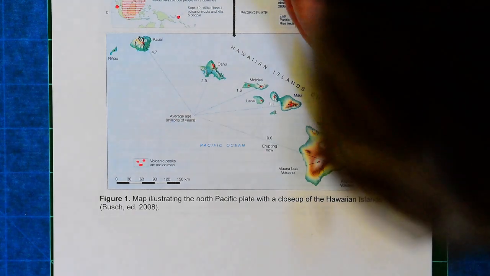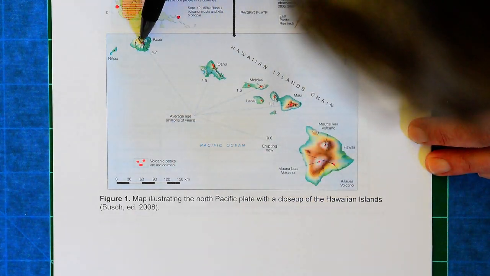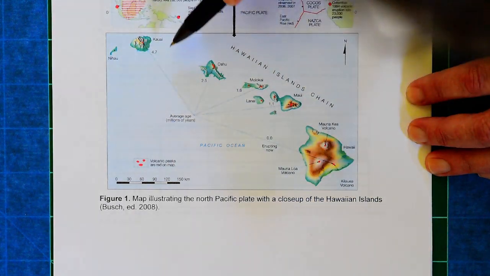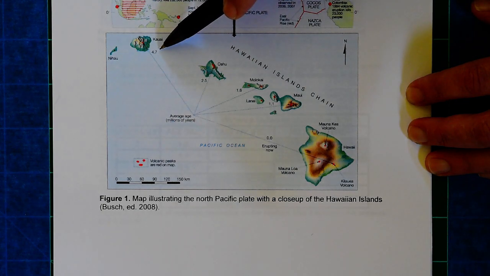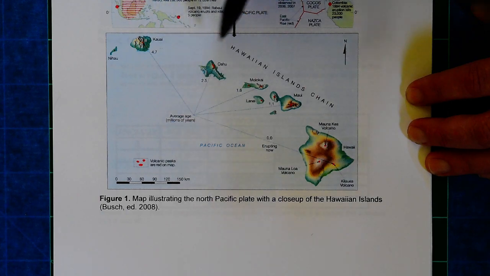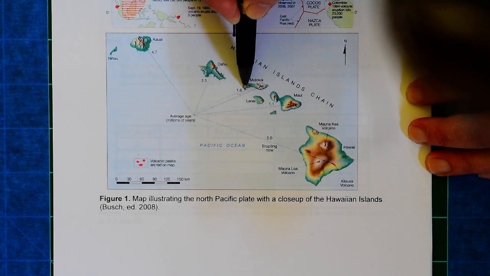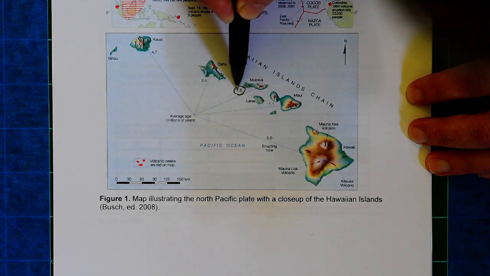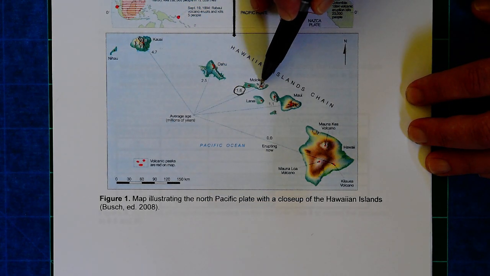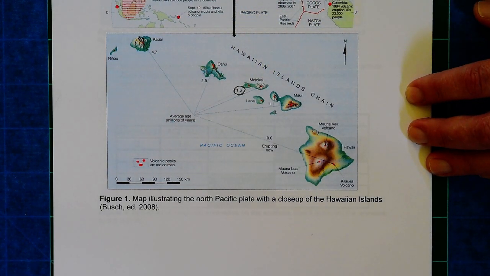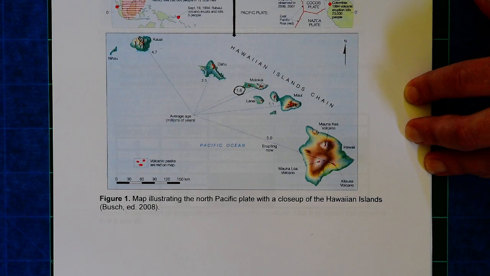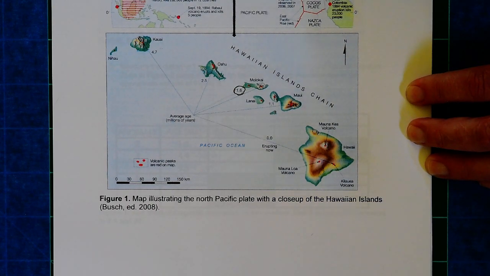4.7 MA. Let's find right here, this volcano was erupting 4.7 million years ago. Okay? And this volcano, see how this arrow points there and it says 1.6? This volcano was erupting 1.6 million years ago. So remember, distance equals rate times time.